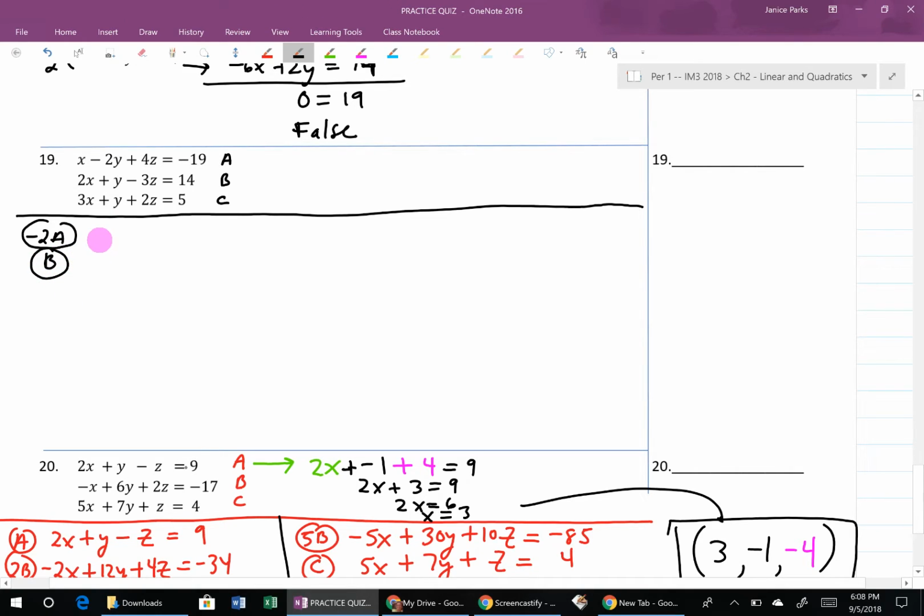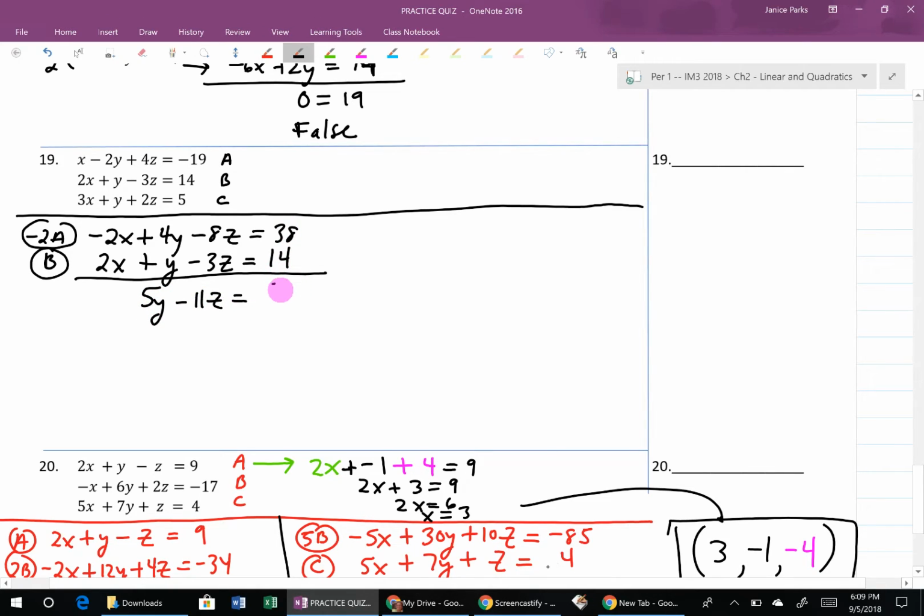So negative 2a would be negative 2 times everything on the top, so negative 2x. Negative 2 times the second part, that makes it plus 4y. Negative 2 times that, minus 8z, and negative 2 times this one. For the b equation, you leave it as it is. So this gives me 5y minus 11z equals 52. And again, highlight that equation, please.